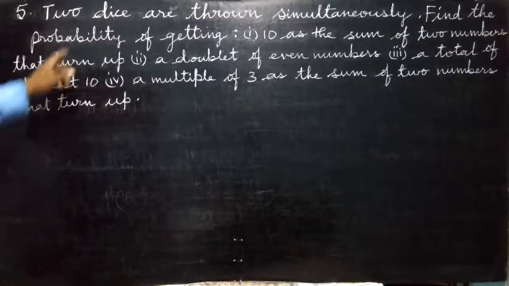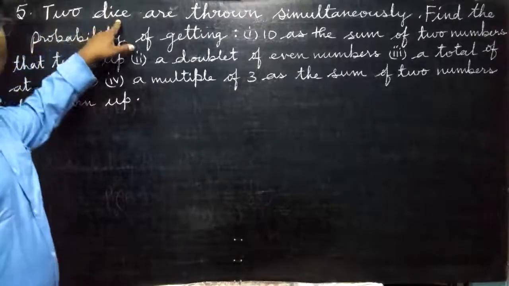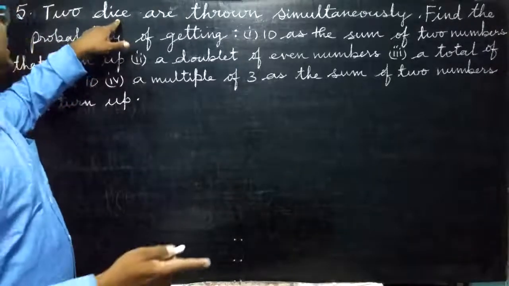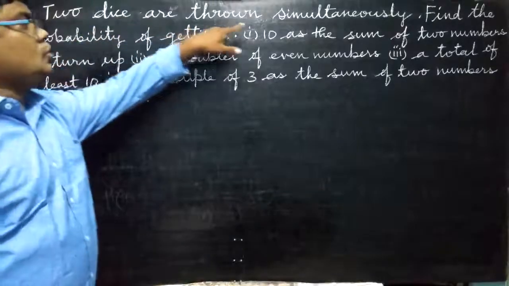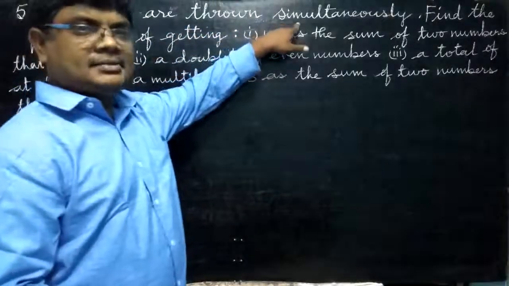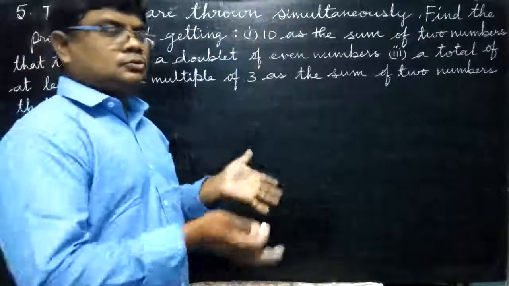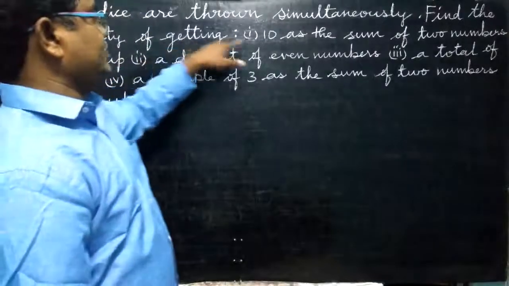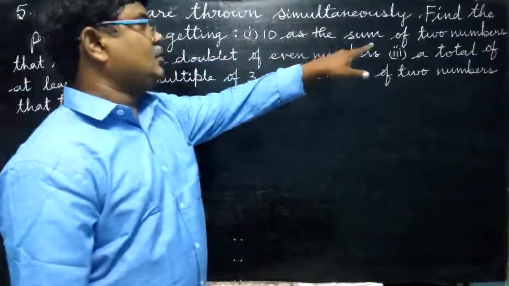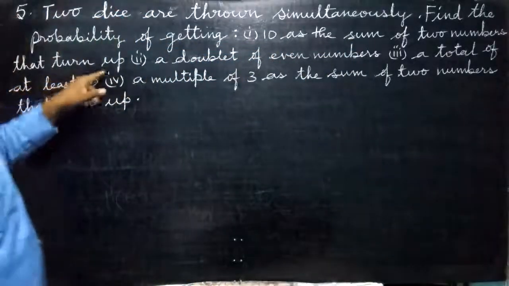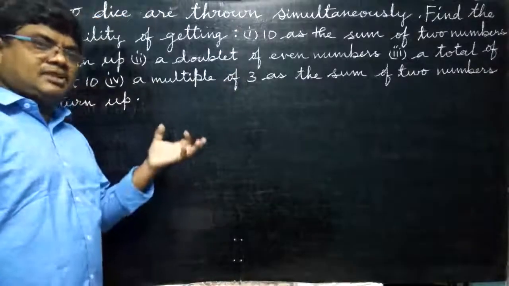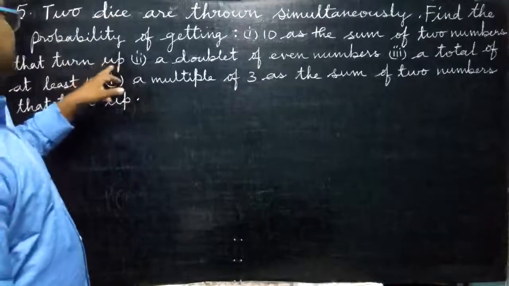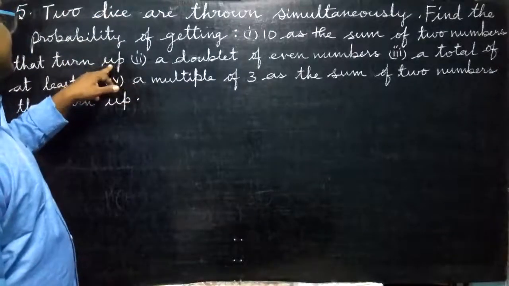Fifth problem. Two dice (singular is die, two or more than two, plural, dice) are thrown simultaneously. Simultaneously means at a time, both dice are thrown. Find the probability of getting, first bit, 10 as the sum of two numbers that turn up. When we throw, we count the dots facing upwards.